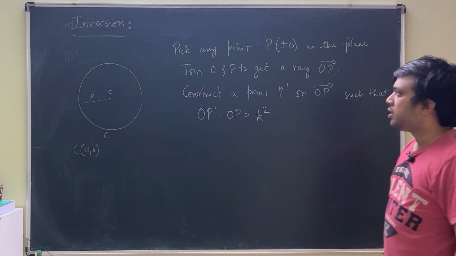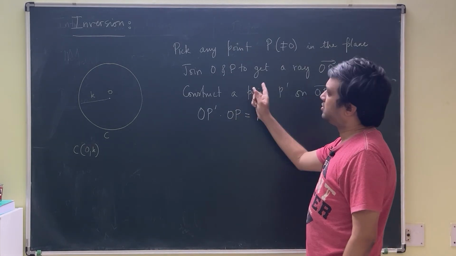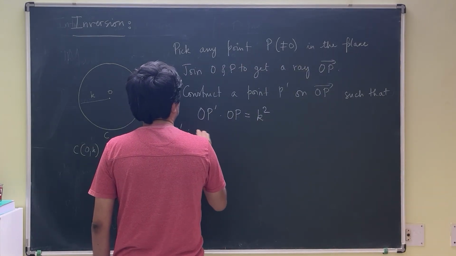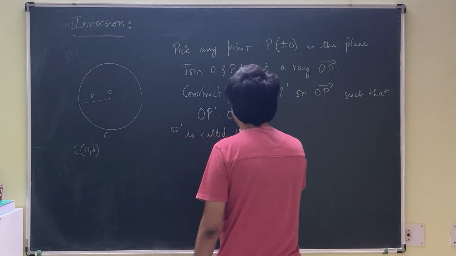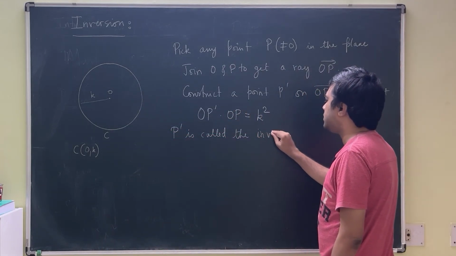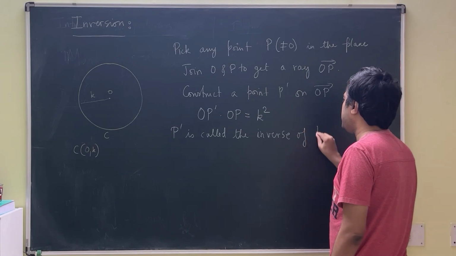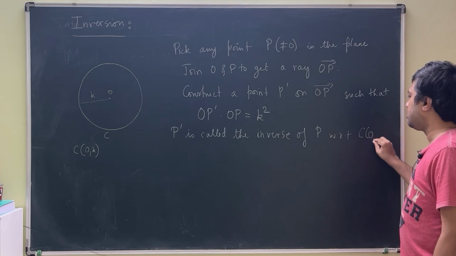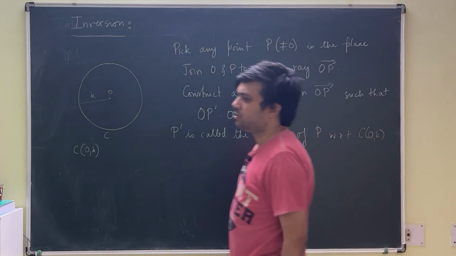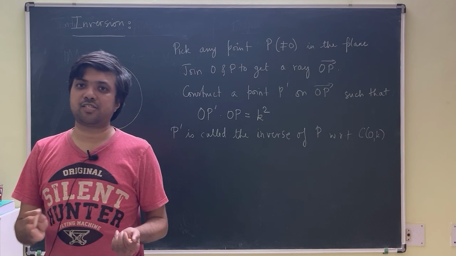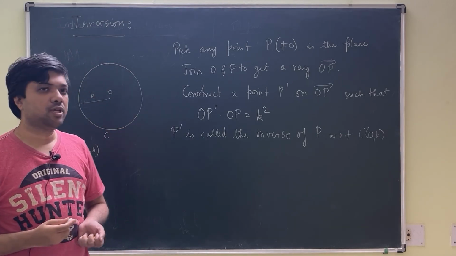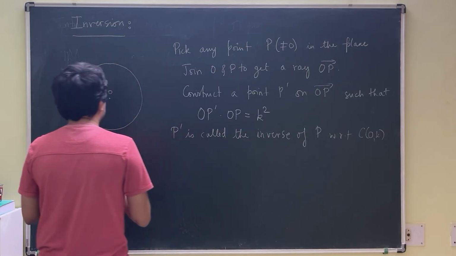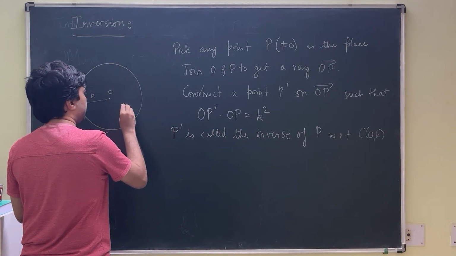So this point P dash that we have constructed is called the inverse of P with respect to the circle C(O, k). You compute the inverse of a point P with respect to a circle. This is the definition. Now we instantly see a few cool properties, but before that, let's pick a point P and execute this construction.